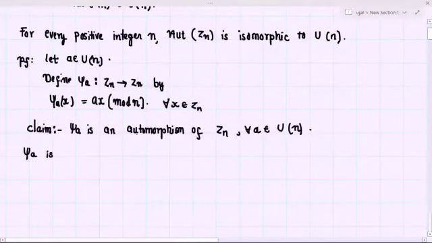In order to show that psi a is an automorphism of Zn for all a in Un, I have to show that psi a is 1-1, since I have taken a to be any arbitrary element in Un. So psi a is 1-1. So in order to show that psi a is 1-1, let us take any two elements from the domain set. So let x and y belong to Zn.